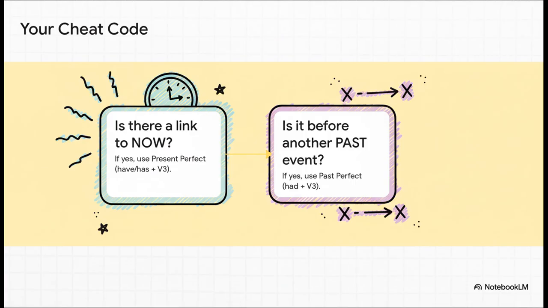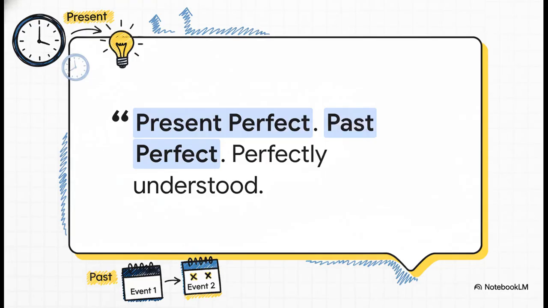And here it is, your mental cheat code. Before you write, just run through this two-step check. First, is this action connected to right now? If the answer is yes, use the present perfect. Second, is the action happening before another past action? If yes, you need the past perfect. It really is that simple. So next time you're writing, just pause for a second and ask yourself that one simple question. Is this linked to now, or is it linked to the past of the past? The answer will tell you everything you need to know.